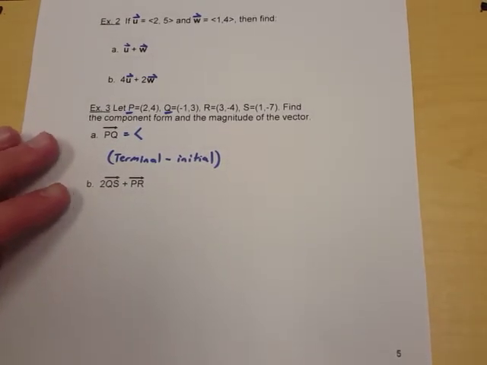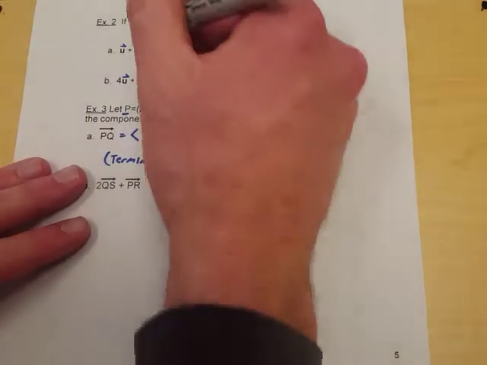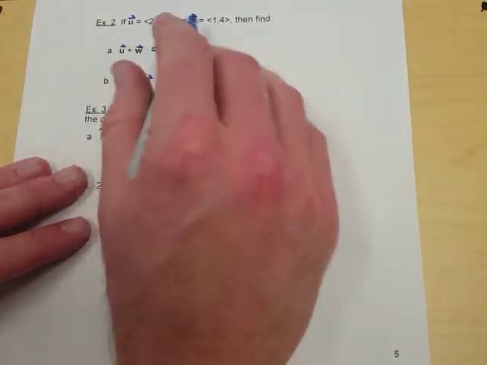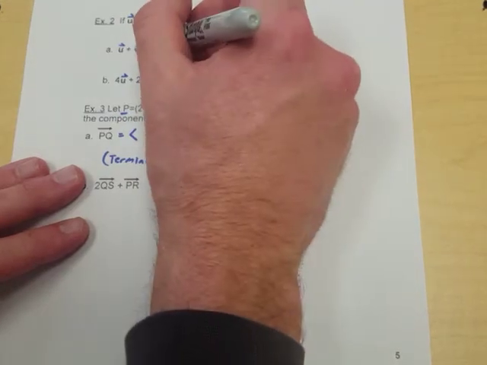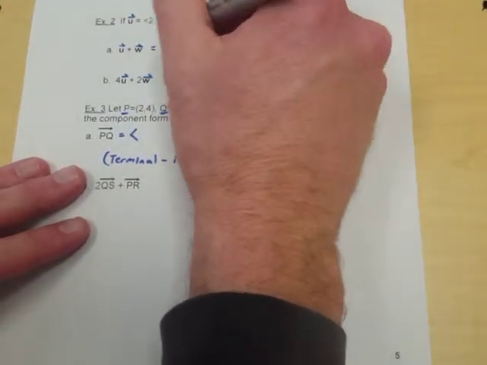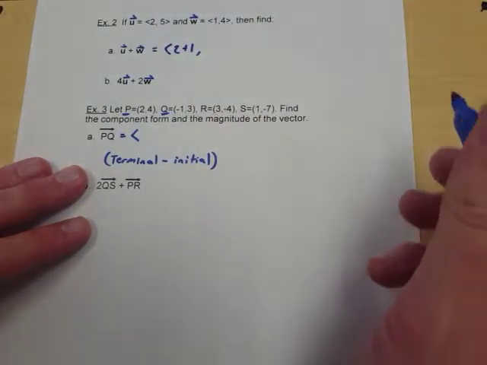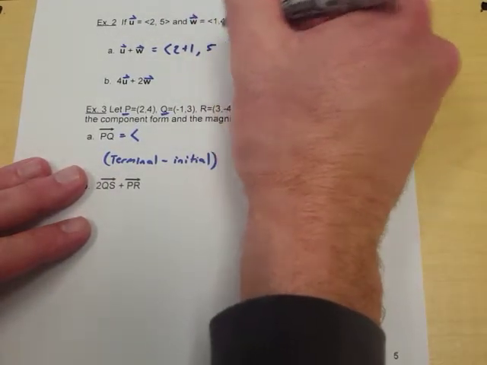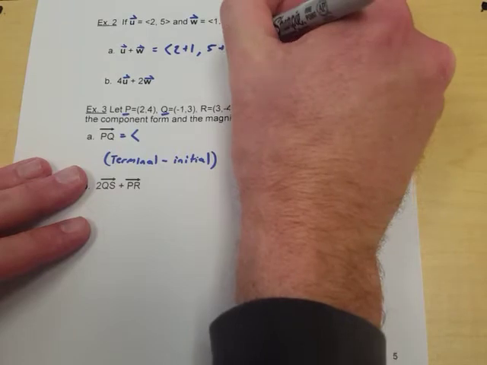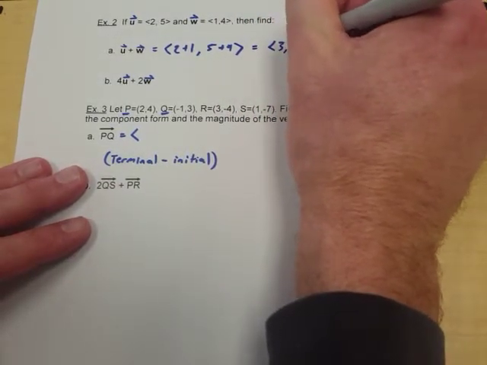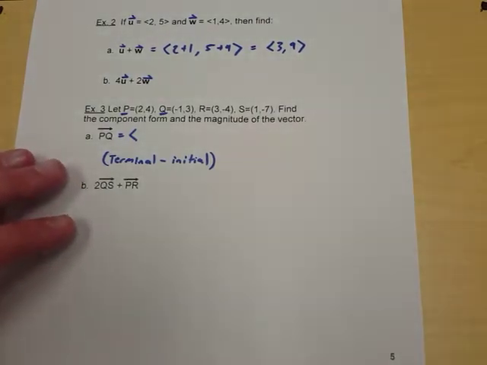Where example 2, u plus w, that is just taking the values from each of those, taking the x's, putting them together, taking the y's, putting them together. And so this really just means 2 plus 1 for the x's from each vector, and then 5 plus 4 to give us a component form of 3, 9. So pretty straightforward as far as that goes.